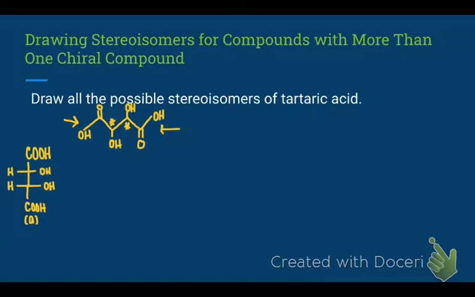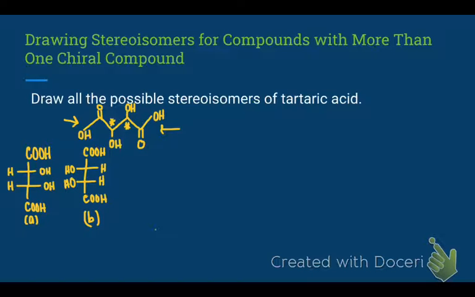And I'm going to draw the mirror image right away, so I'm just going to flip those OHs to the left-hand side and rewrite the structure. So I have the COOH staying at the top, going to the COOH at the bottom, and I'm going to flip these OHs to the other side and put my mirror image in like so. Okay, so I have my structures A and B. So this is B.